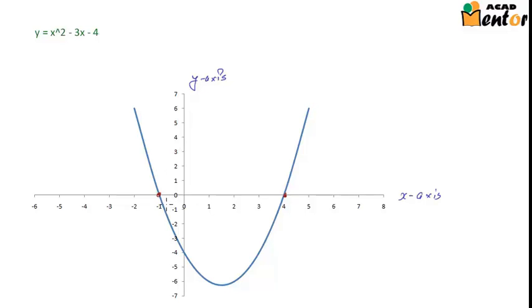So we can see that at this point y is 0. Also at this point y is 0. Now we have to check what is the corresponding x value, which is given by the horizontal scale. The value of x at this point is minus 1 and the value of x at this point is 4. So we can say that the roots of the polynomial y is equal to x square minus 3x minus 4 are the x coordinates of these 2 points, which are minus 1 and 4. In the next video we will look at a few properties of quadratic polynomials.